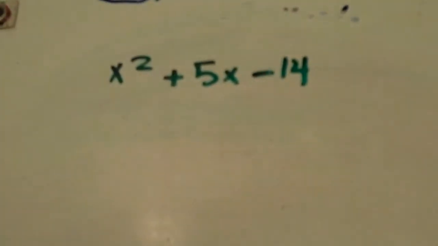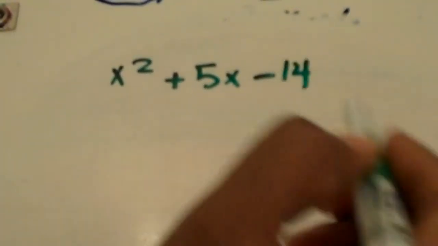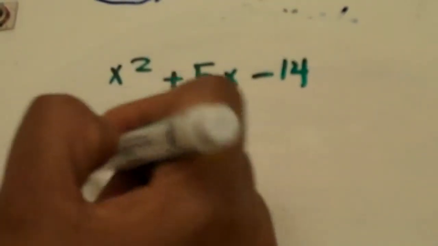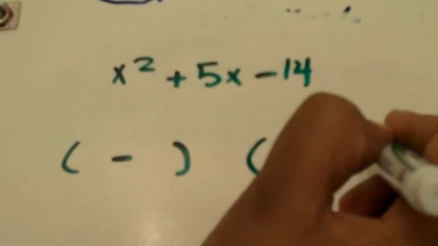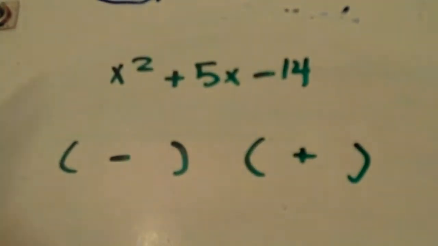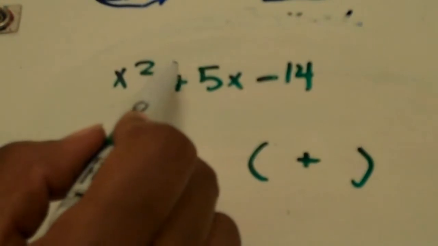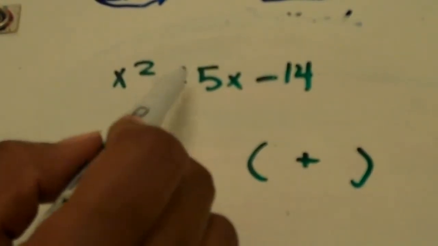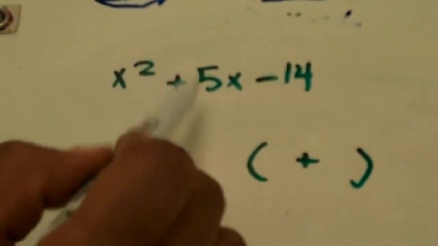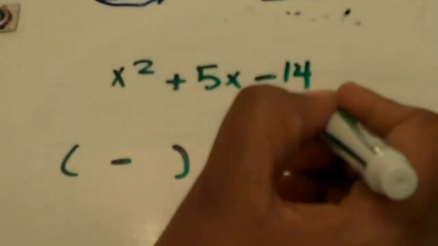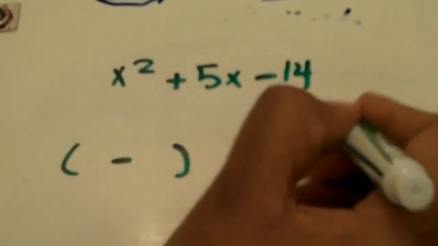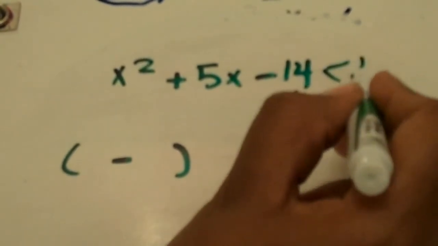So we have x squared plus 5x minus 14. So here, if we look at the back term, that's negative. Automatically we know that it's going to be opposite signs, negative and positive. If we look towards the middle term, we know that the larger number is going to be our positive number. So here, if we factor 14, the factors are 2 and 7, or 1 and 14.